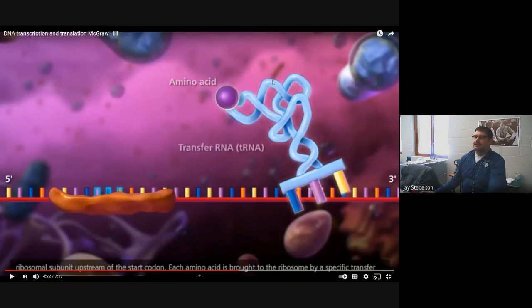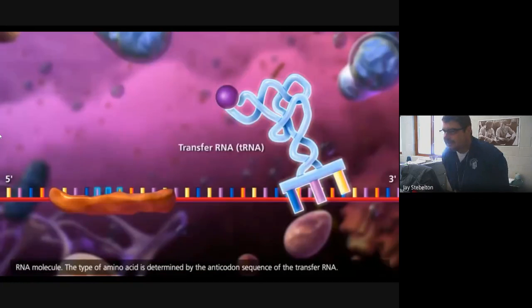Hey, this is it right here. So AUG is the start codon. There's actually an anticodon that pairs with AUG that brings the amino acid to the correct spot. So AUG would be UAC, and that UAC brings the correct amino acid. That's the tRNA, the transfer RNA.